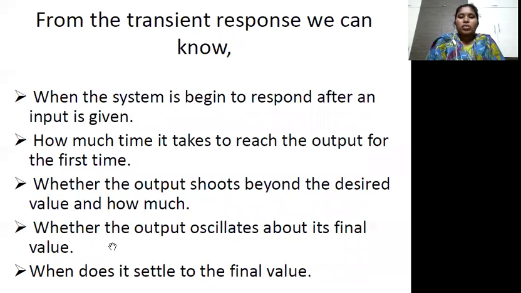And coming to the transient response, by using this transient response we are able to know when the system begins to respond after an input is given, and how much time it takes to reach the output for the first time, and whether the output shoots beyond the desired value and how much it shoots. We can know that, and whether the output oscillates about its final value or not, this we can also observe, and when it will settle on the final value. So all these things we are able to determine by determining the transient response.